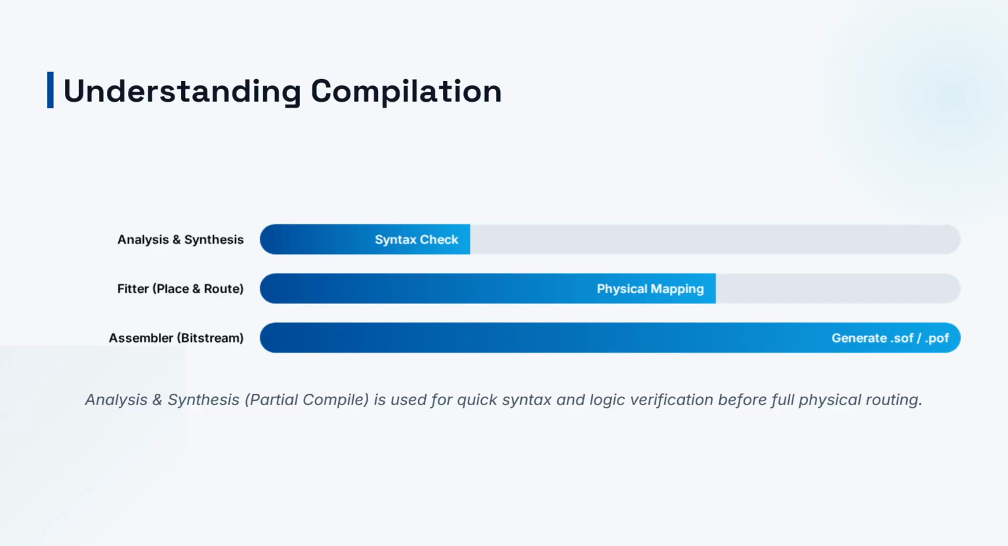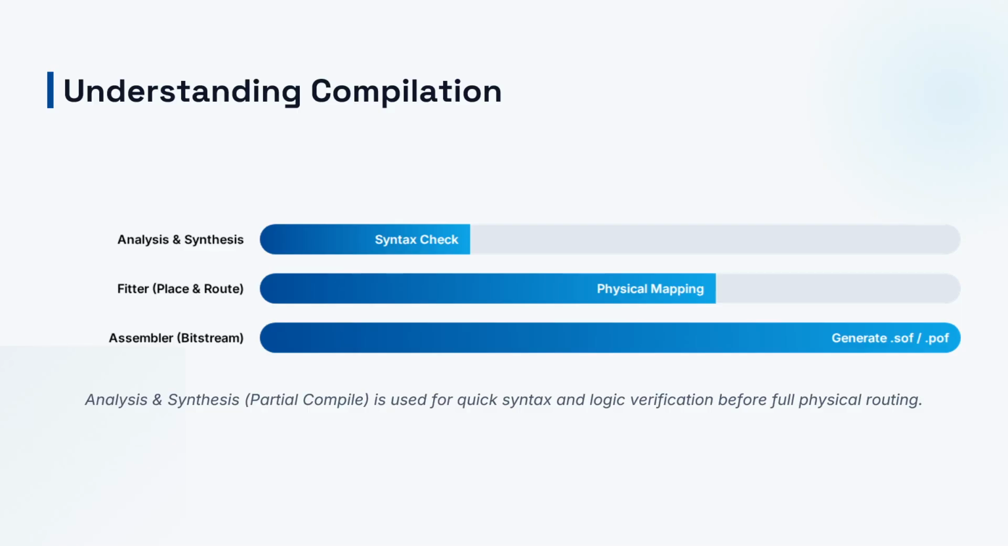Compilation in Quartus is a multi-stage process. If you just want to check if your VHDL code has syntax errors or basic logical sanity, do not run a full compile. It takes too long. Instead, use Analysis and Synthesis. This does a quick parse and checks your syntax. Once that passes, running a full compilation will trigger the fitter, which physically places gates on the chip, and the assembler, which creates your final programming bitstream file.